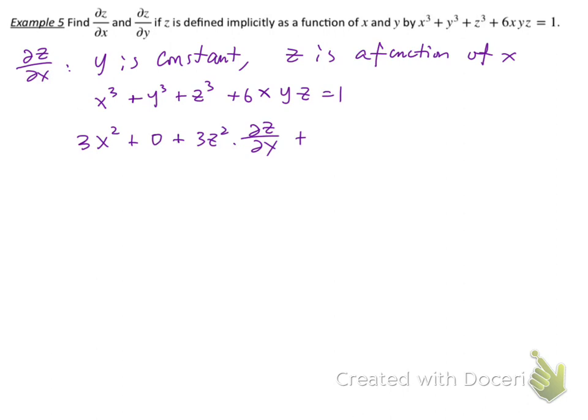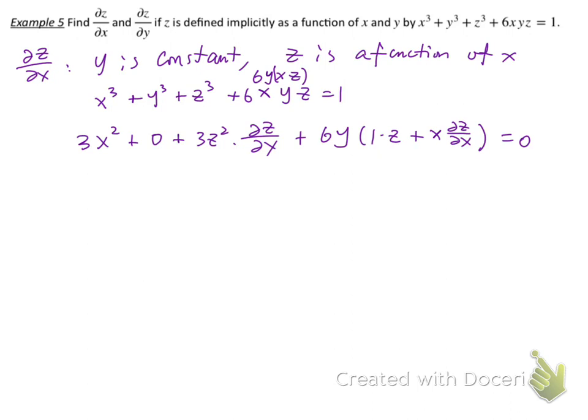Now, 6xyz, this is a little bit tricky. You actually want to read it as 6y times xz, because y is a constant, 6 is a constant. So what you are really having is 6y times xz. This is a product rule with a coefficient 6y, where you differentiate the x with respect to x, you get 1 times z plus you have x times z prime equals the derivative of 1, 0.